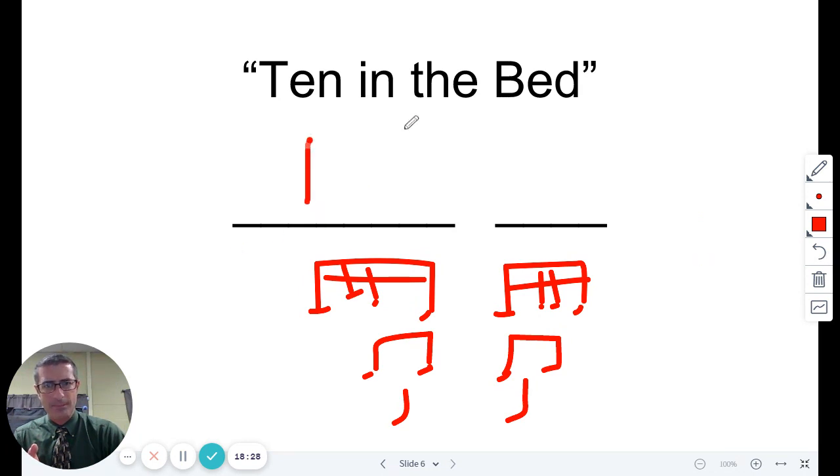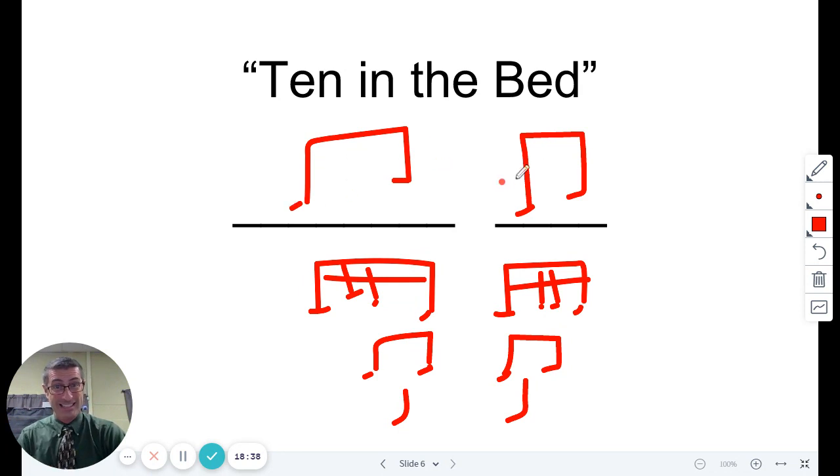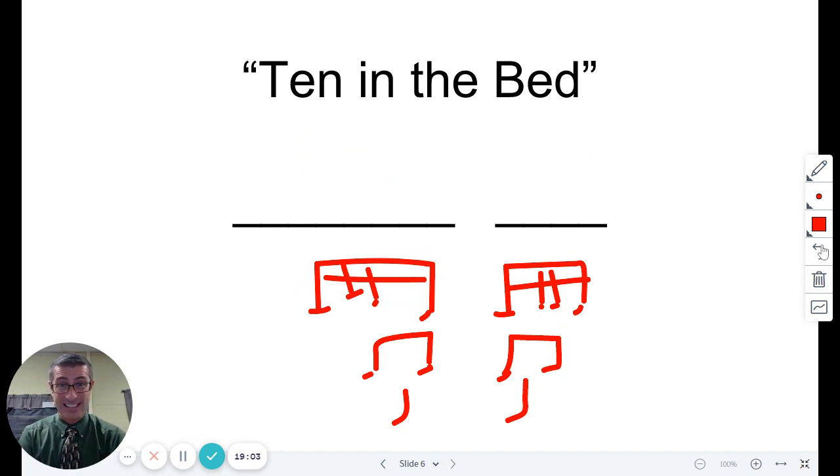So, not ta's. Let's try TT's. Now, you might be thinking to yourself, hey, Mr. Kowalski, ten in the bed has four syllables, right? So T, T, T, T, there's four syllables right there. So everybody clap ten in the bed. Now go T, T, T, T. Ten in the bed. T, T, T, T. Did they match? No, they didn't. Even though it had the same number of syllables, the rhythm wasn't the same, so it wasn't T-T-T-T.